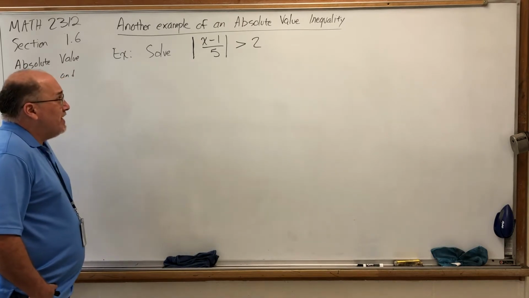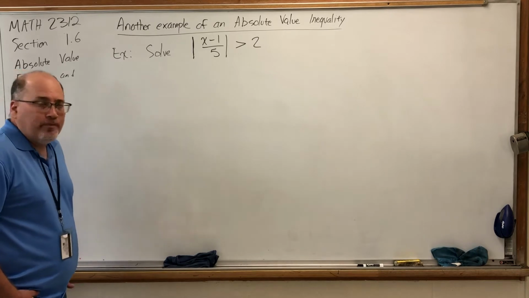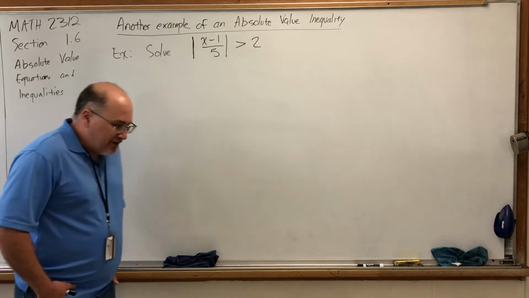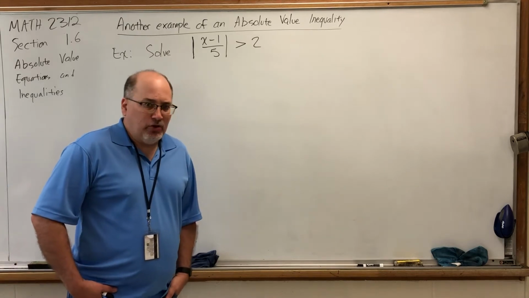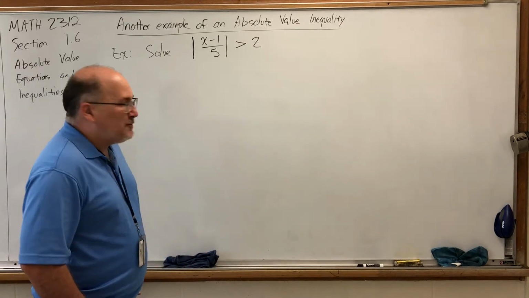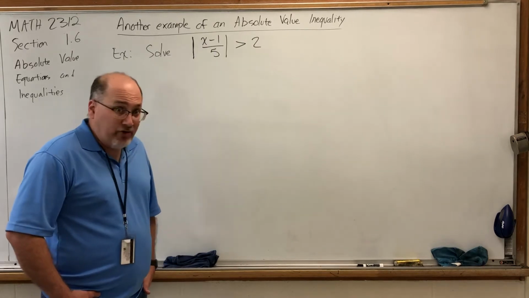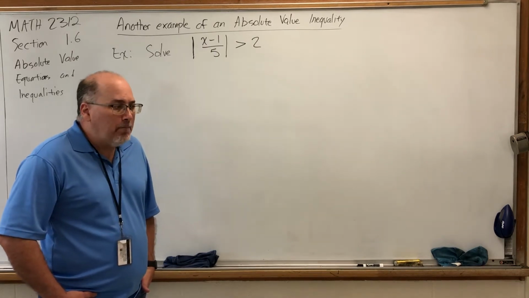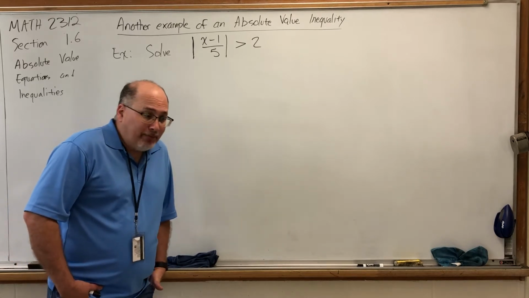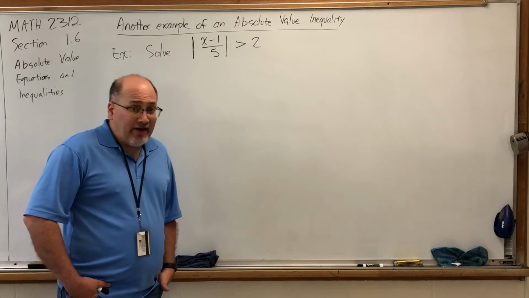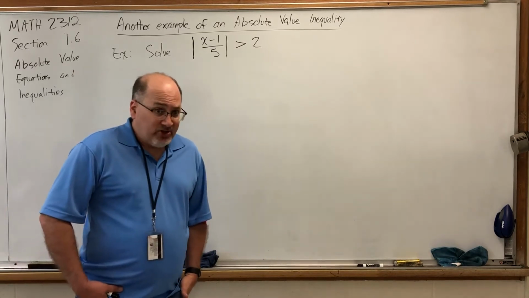Solve the absolute value of (x minus 1) over 5 is greater than 2. Now, if you look in most college algebra or pre-calculus textbooks, they'll give you a technique specifically for absolute value greater than a constant. But that technique is specific to this type of problem. So I'm going to remind you, or rather demonstrate again, the more universal technique that always gets the job done.